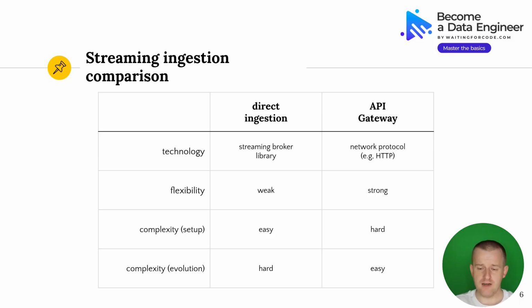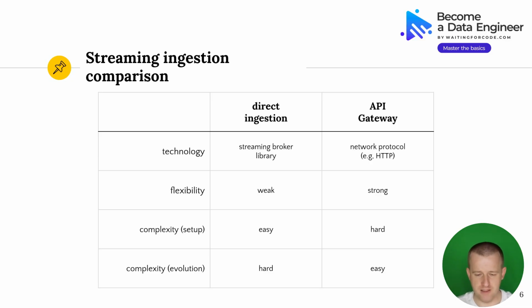On the other hand, it's a little bit harder for API gateway because you have to not only add this part on your data producers, but you also need to add the code for the API gateway that will be responsible for managing authentication, authorization, retries, back pressure, and other important things for an API.